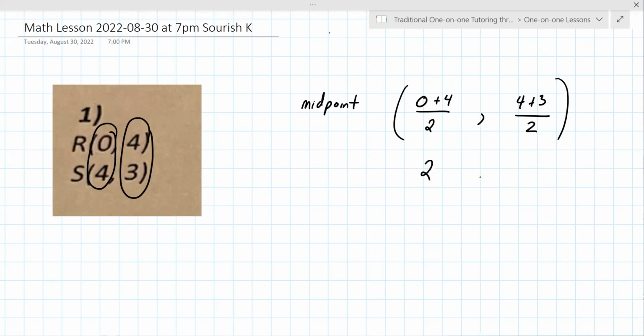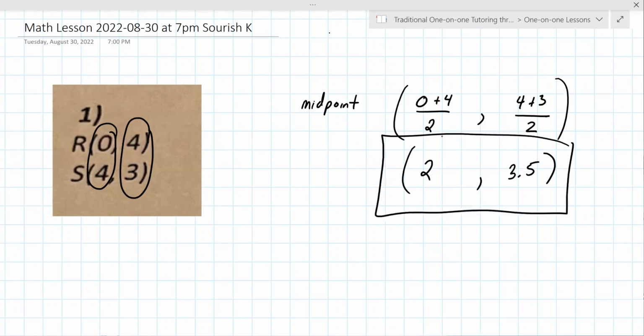Okay, that's very good. And how about the one on the right? 4 plus 3 is 7. Yeah, and divide by 2. So 7 divided by 2 is 3.5. Yeah, that's right. All right, so that's our midpoint. So that's what you want to write down for the midpoint formula, and then we'll do the next part of the problem.